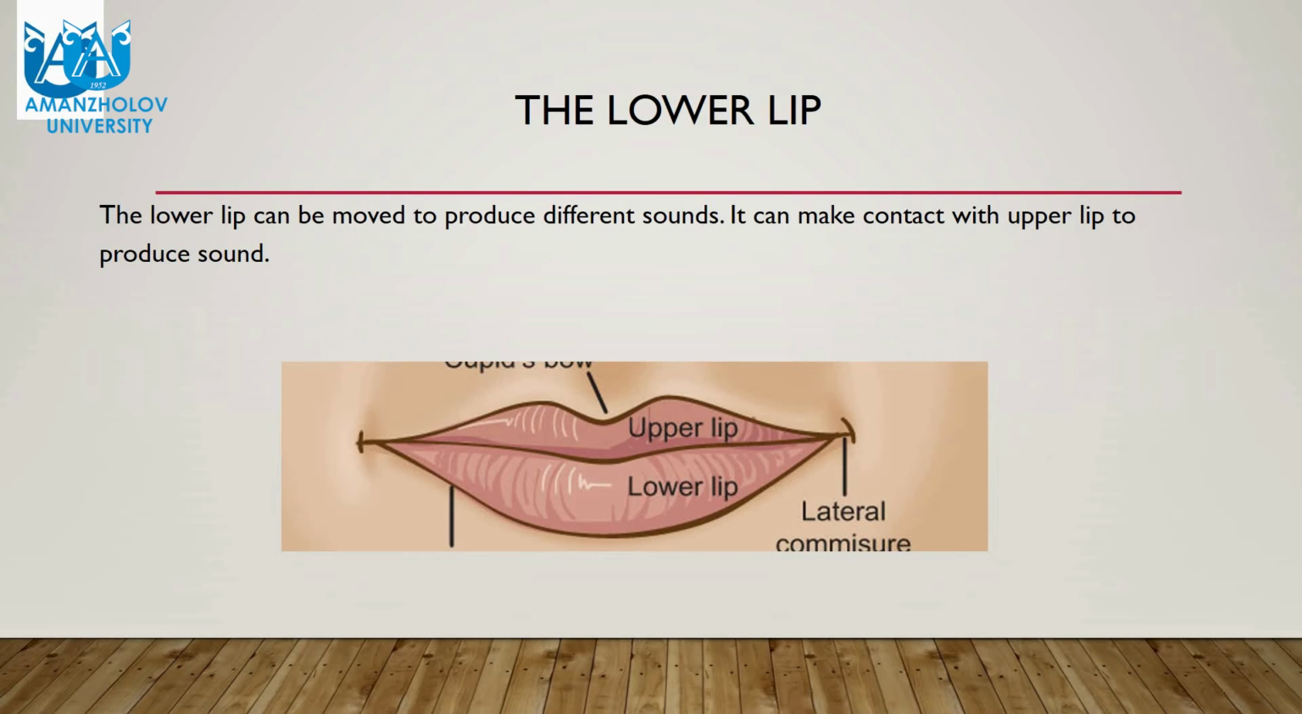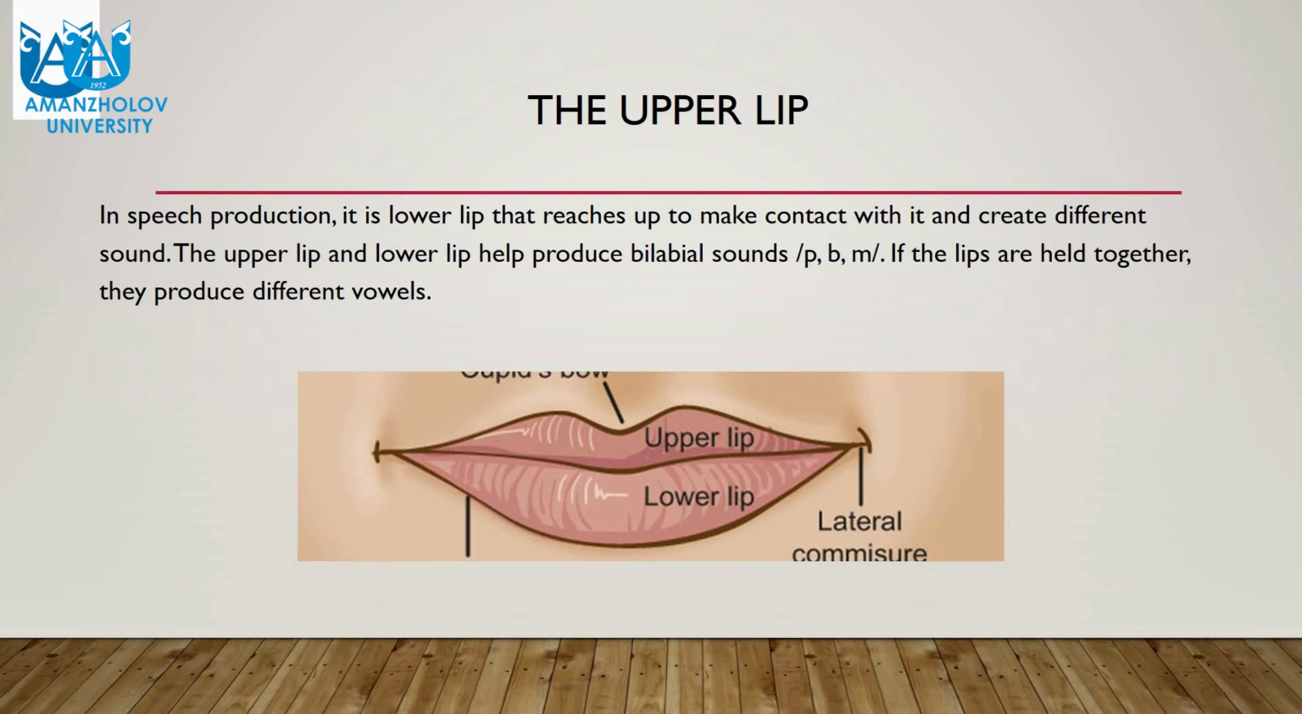The lower lip. The lower lip can be moved to produce different sounds. It can make contact with the upper lip to produce sound. The upper lip. In speech production, it's the lower lip that reaches up to make contact with it and create different sounds. The upper lip and lower lip help produce bilabial sounds: p, b, m. If the lips are held together, they produce different vowels.